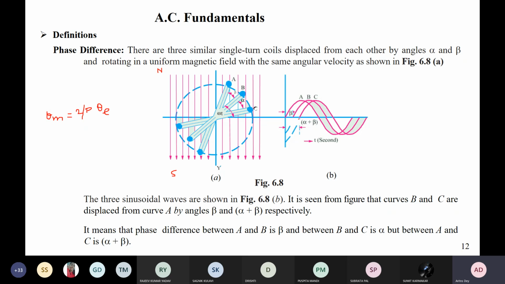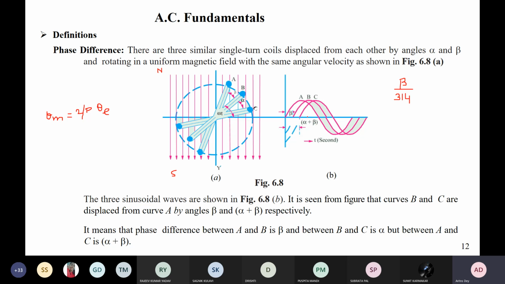So here we can see that if A is our fundamental one, then the B and C coils are lagging by beta and alpha angles. So they will achieve their peak after the beta angle. If the angle is given in radians, then beta by omega, so if we divide beta by 314, that will give you the fraction of the time period, that phase difference. So it will take that much time to reach the peak.